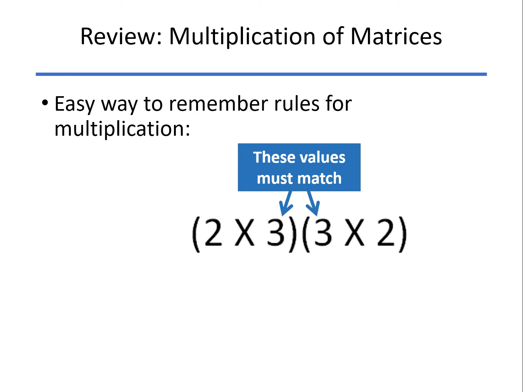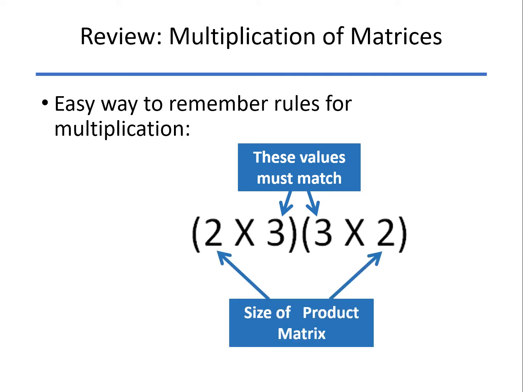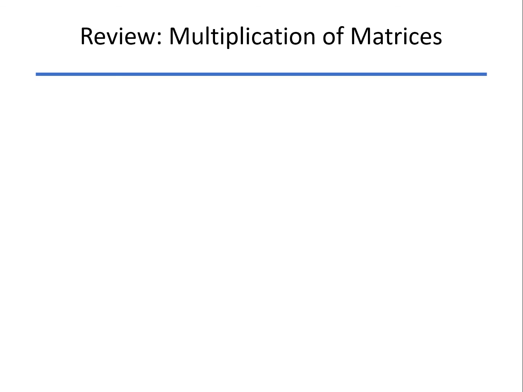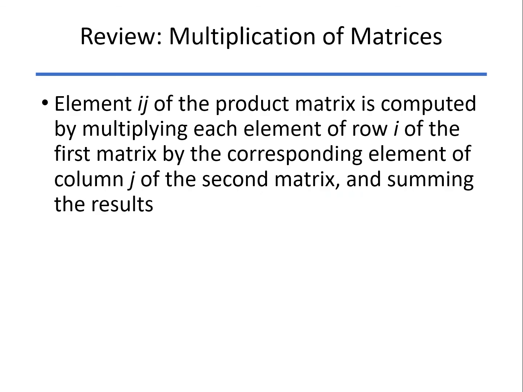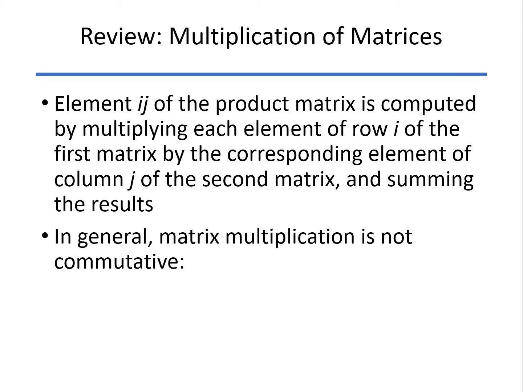So remember, to multiply two matrices, you have to have the rows and columns match: the columns of the first one times the rows of the second one. So if you write out the sizes this way, those inner values must match, and the outer values will give you the size of that product. And remember how to do that by multiplying a row by a column. And also remember that you can't switch the order of multiplication.